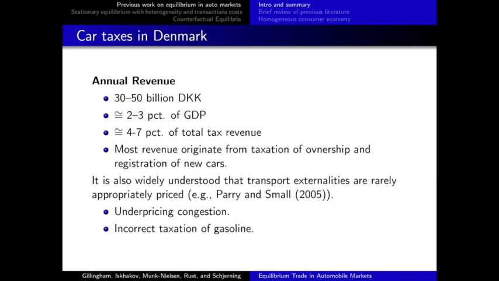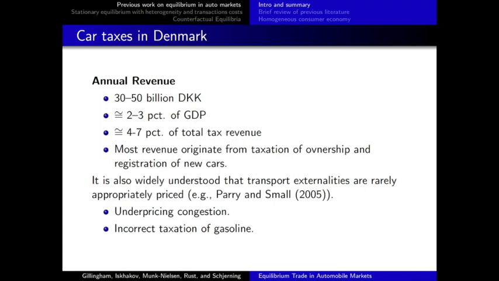I'm just throwing out some quick numbers here from the national accounts. So this is 30 to 50 billion Danish kroner. So it's a lot of money. And if you want it in dollars, divide by roughly five, maybe six. And in terms of Danish GDP, it's 2 to 3%.